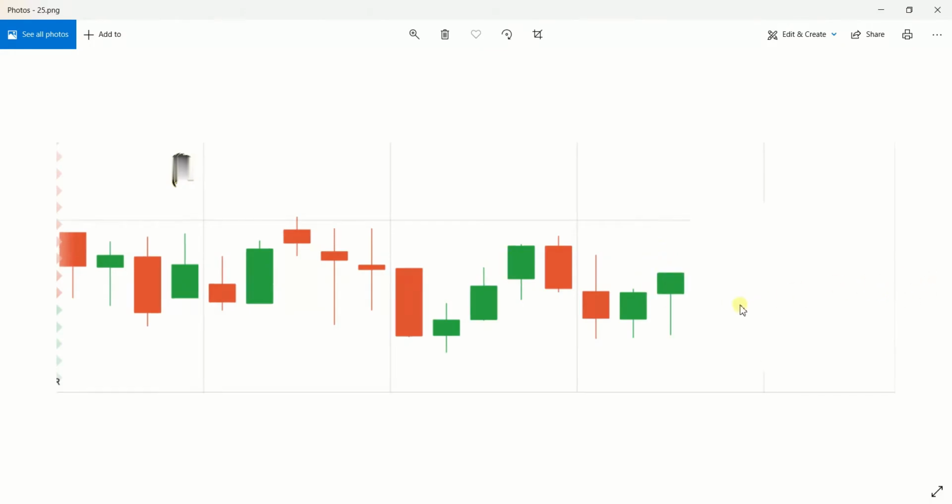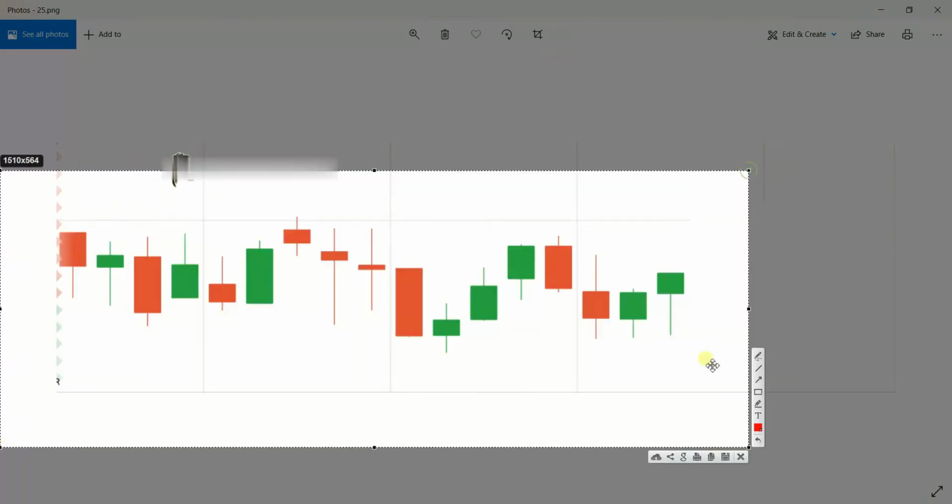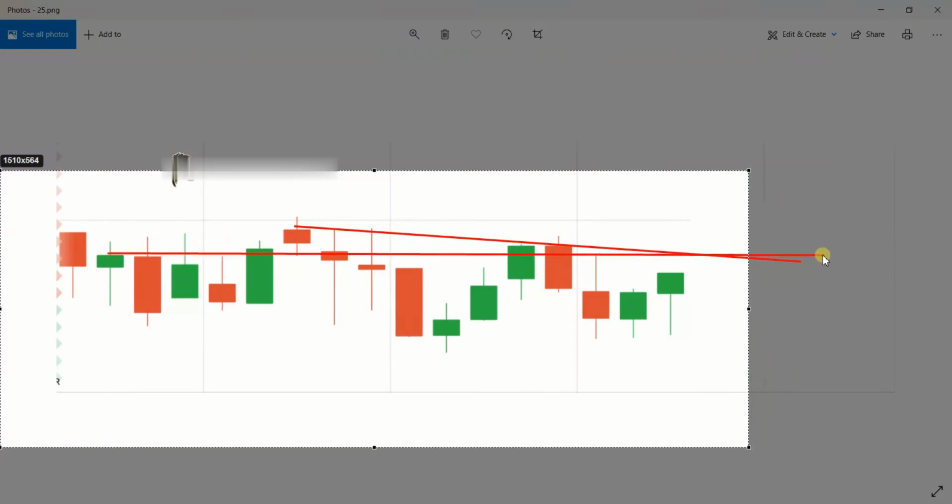Okay, let's see. Okay, you can see a bullish candle again. Okay, let me check this trend line. Still there is a gap, so still here you can see there is a gap, and the market has strong buying pressure here.